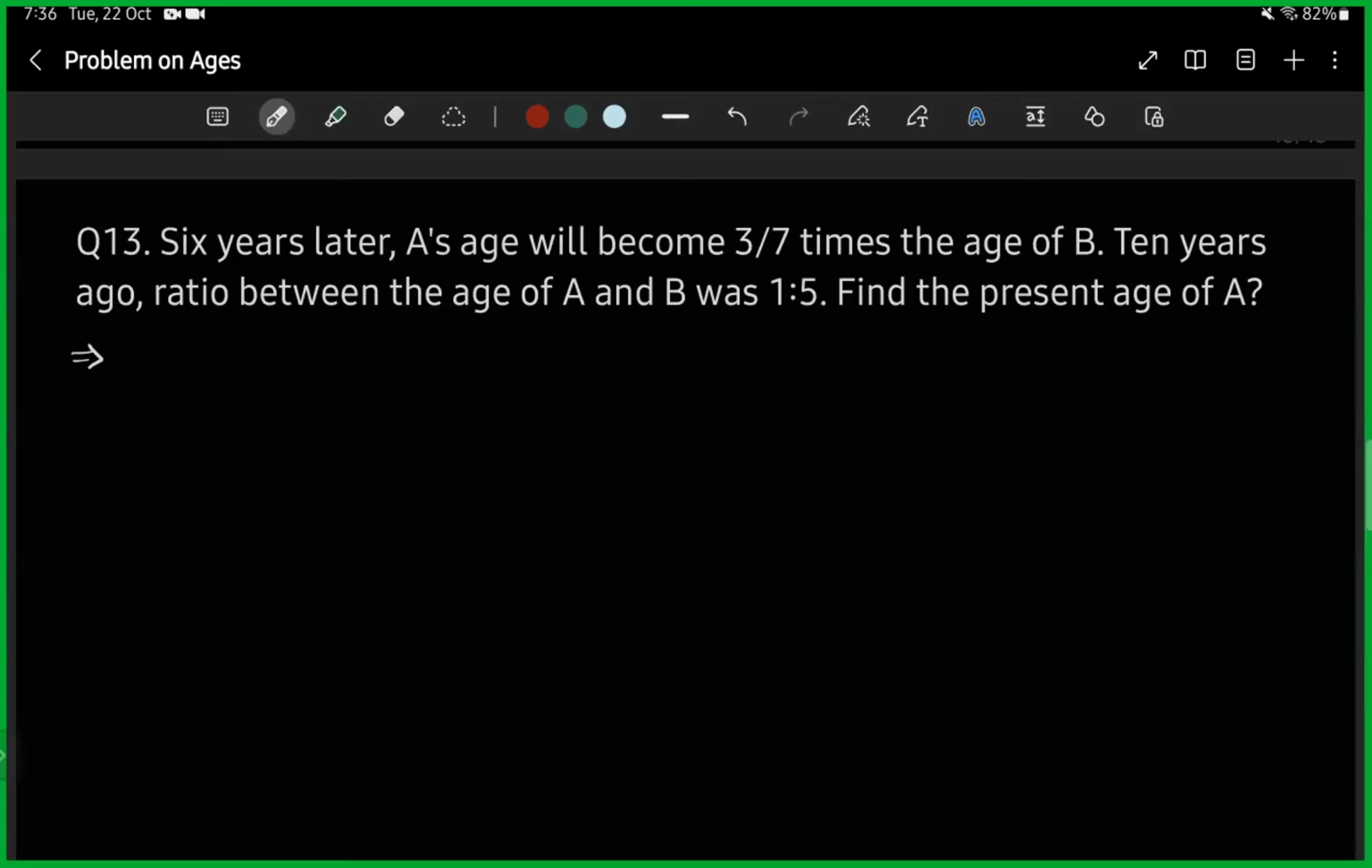Okay, I'll show you by the first method here. 6 years later, which means A plus 6, will become 3/7 times the age of B, which is B plus 6. 10 years ago is a different condition, the second condition. Our first condition is this.